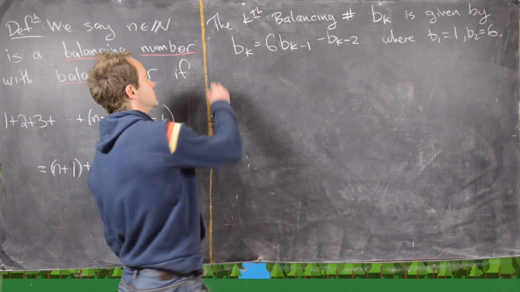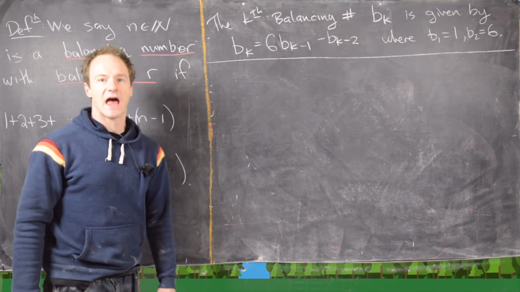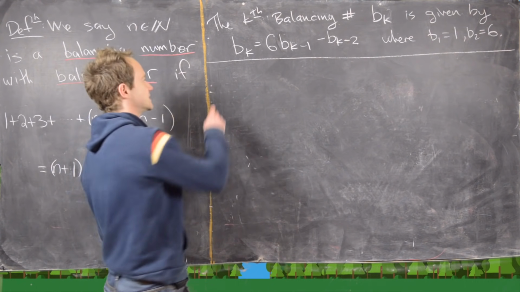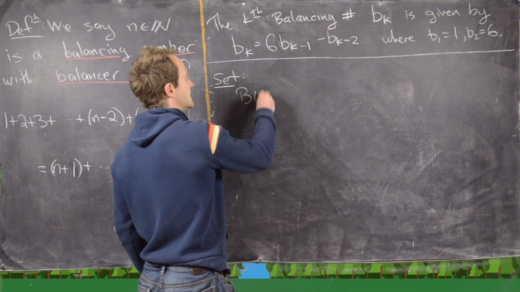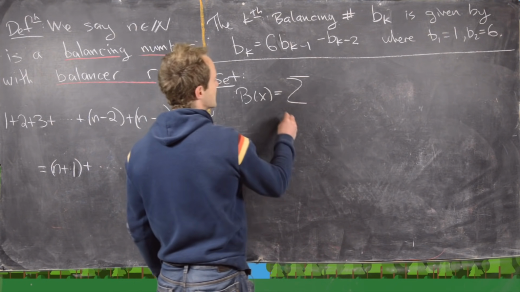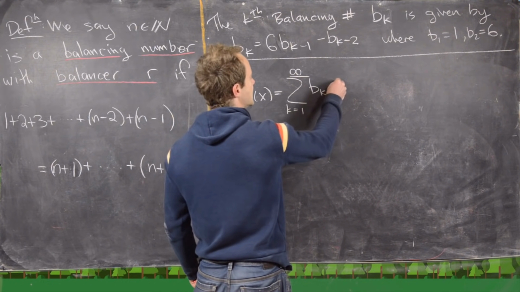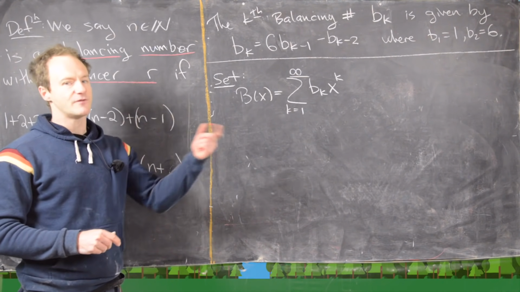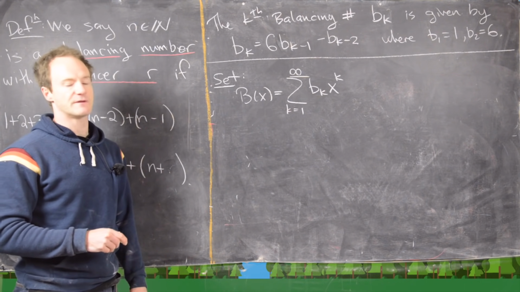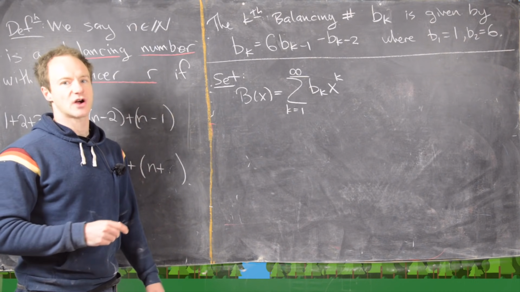So now what I want to do is find a closed formula for these, and we'll do that via generating functions. So let's go ahead and set capital B of x equal to the sum k equals 1 to infinity of b_k times x to the k. And I have a video where we find the generating function for the Fibonacci numbers previously, and we'll use the same kind of strategy here.